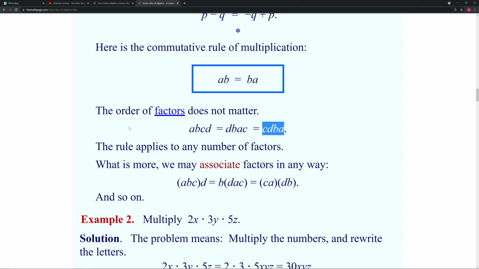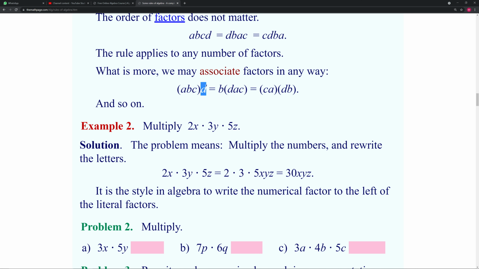It doesn't matter. What is more, we may associate factors in any way, so we can group the factors. Here we have a single factor, and inside that factor we have three distinct factors, and we're multiplying this whole factor here by this factor, and similarly we are reordering things here. So in essence, the order of factors does not matter. Let's move on to an example to spice things up a bit.